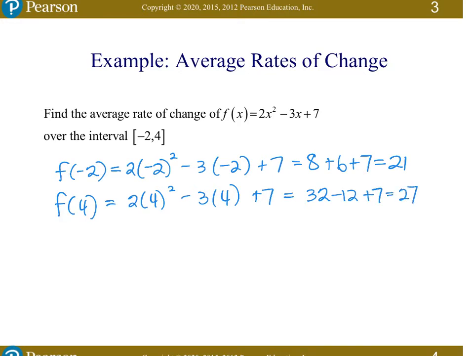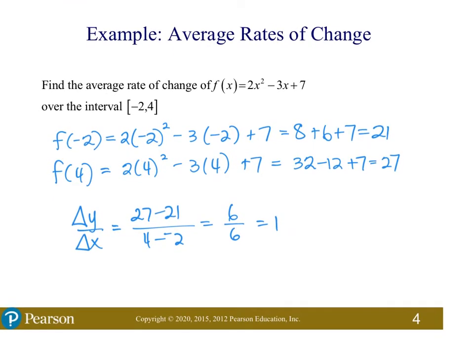So the average rate of change would be the change in y's over the change in x's. So 27 minus 21 over 4 minus negative 2. So 6 over 6, the average rate of change over the interval is 1. So no calculus required, just some quick math on that.